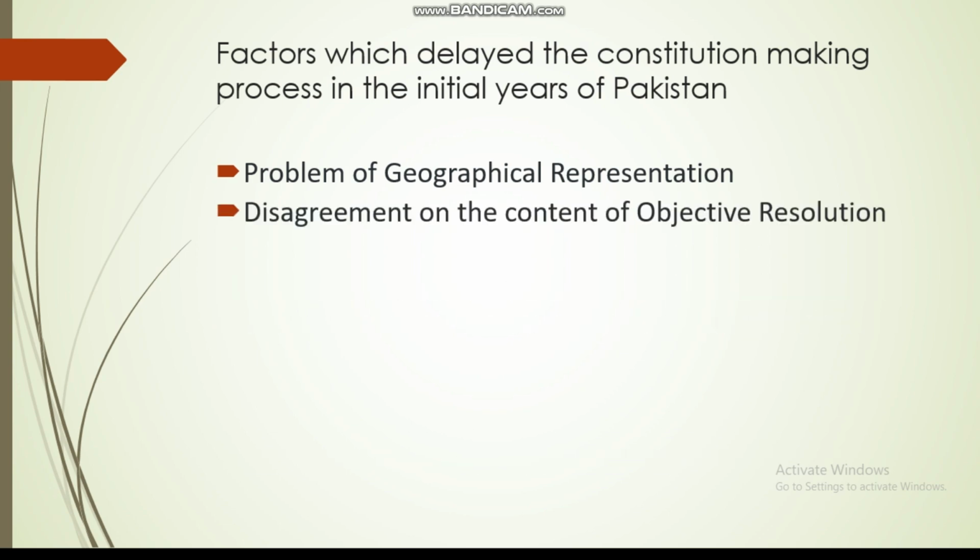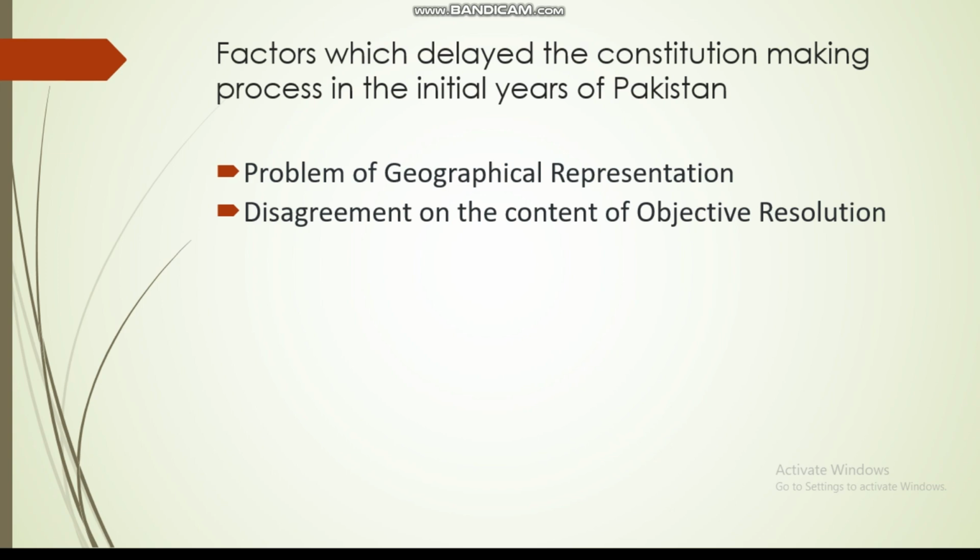Next was disagreement on the content of the Objective Resolution. The Objective Resolution passed on 12 March 1949 is a preamble for the future constitution. It drew several criticisms, especially from three sides. First, the ulama complained that the given draft was not sufficiently Islamic, as it did not make Sharia the law of the country.